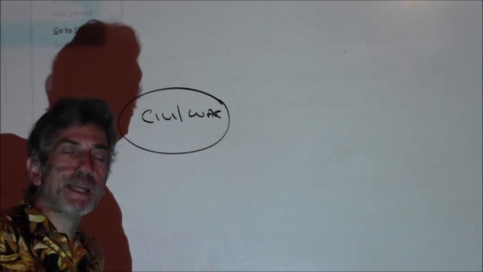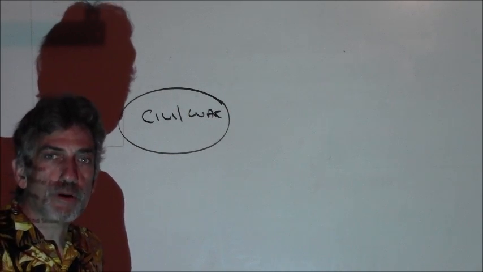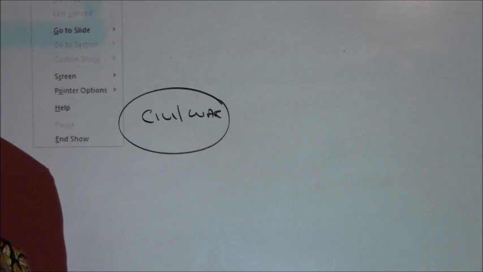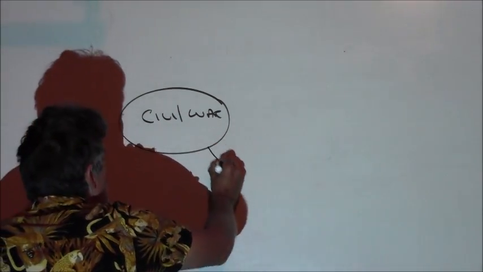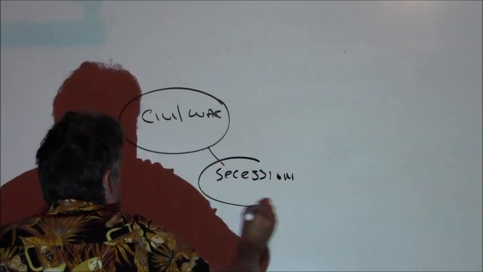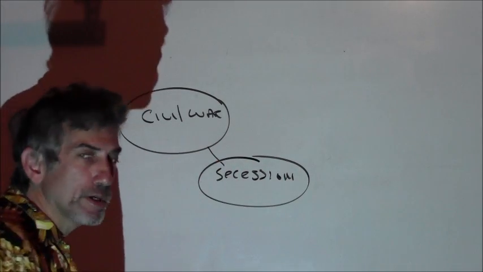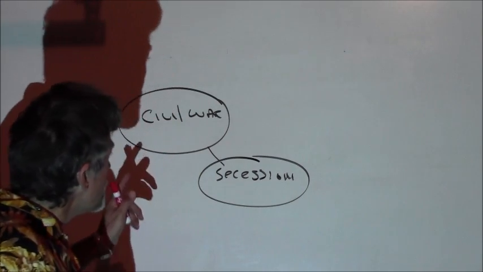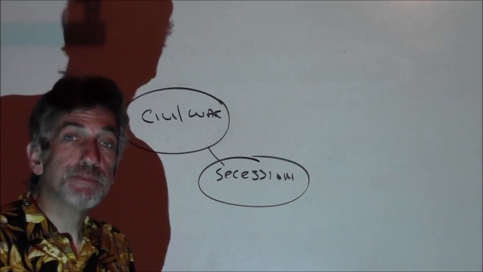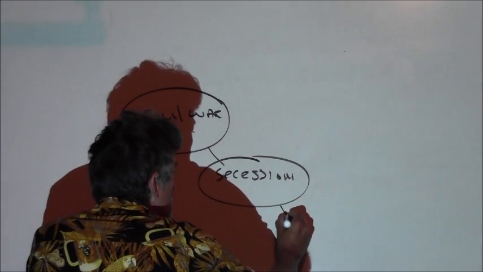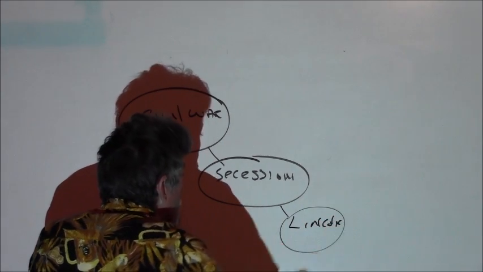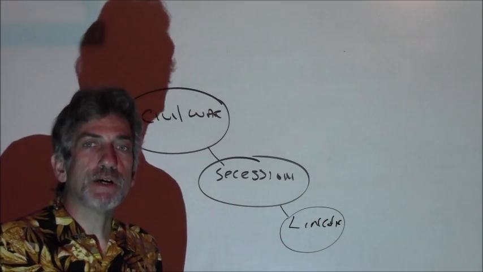Now, I want the first idea that I can directly connect to the Civil War. So I'm going to write secession, because secession is a direct cause of the Civil War. Now, I want anything I can connect to either one of these. So, for secession, I'm going to connect Abraham Lincoln, because Abraham Lincoln is certainly a cause of secession.